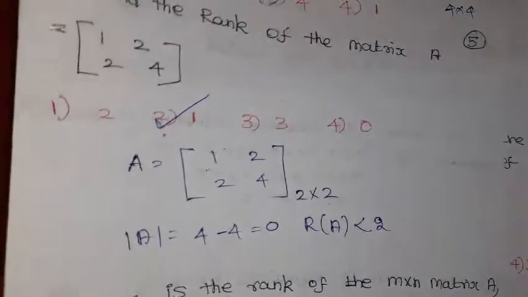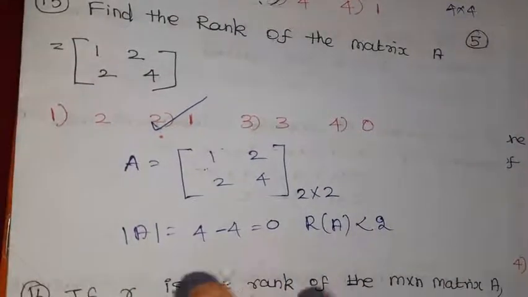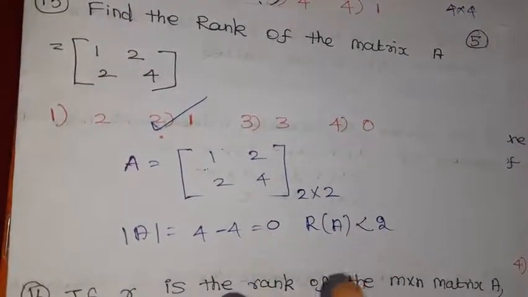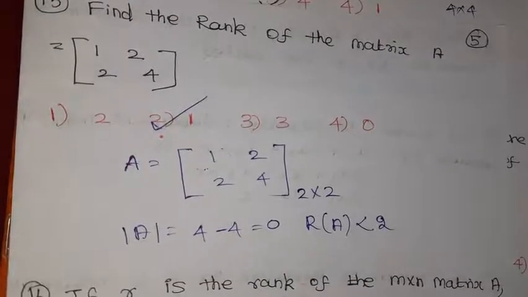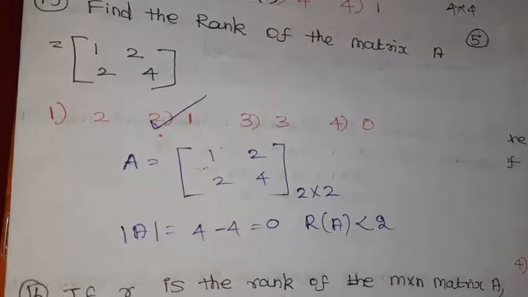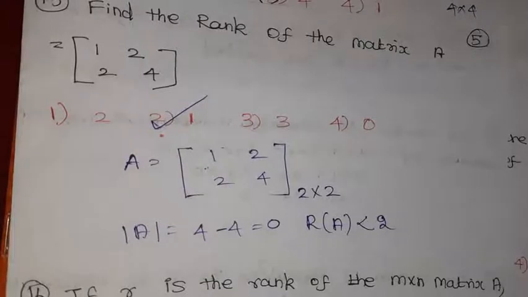For this matrix, the determinant should not vanish. If it vanishes, that is, if it is equal to 0, then the rank is less than 2 only. From the higher order to the lower order we can check for the rank of the matrix.